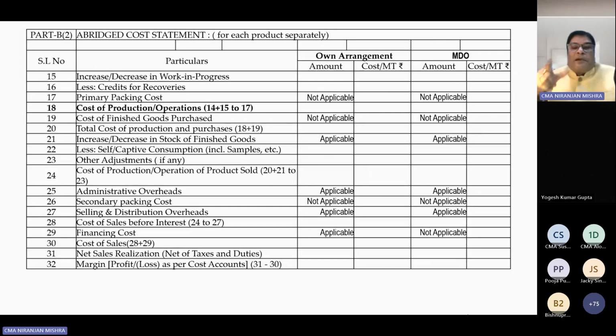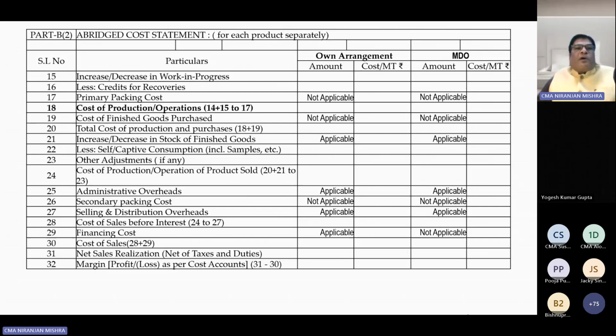So these are the things. I have separated, looking at the standardized items in the standard particulars in the average cost statement, if that is own arrangement, which cost is there, and if that is through MDO, which cost will be there. So that is mentioned here.